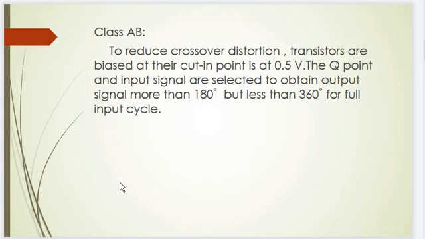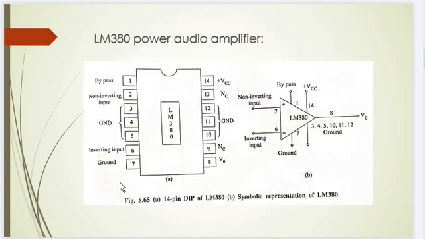Class AB. To reduce the crossover distortion, transistors are biased at their cut-in point, which is at 0.5 volt. The Q point and input signal are selected to obtain the output signal for more than 180 degrees but less than 360 degrees for the full input cycle.